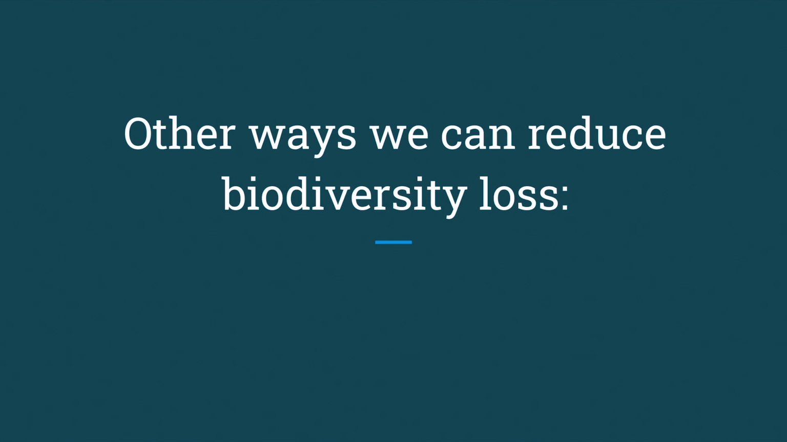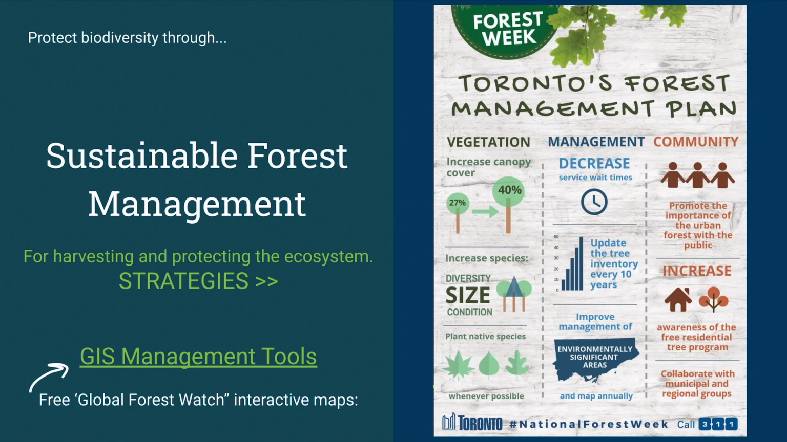Other examples of ways we can reduce biodiversity loss are through sustainable forest management, which includes strategies like increasing canopy cover with a greater diversity of type and size of species, planting native trees, promoting the importance of forests among the public, and using GIS tools to maintain updated records of species distribution and changes.